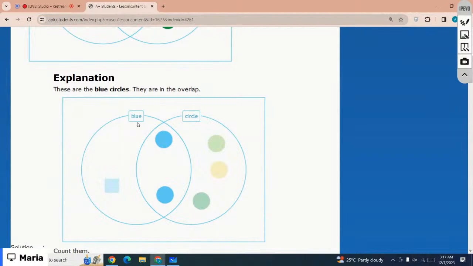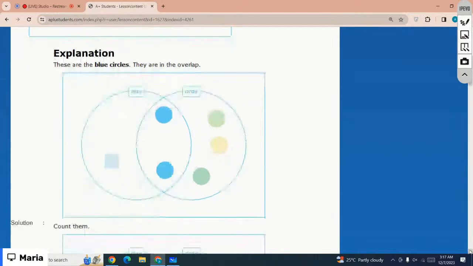Blue circles. This is the blue portion, this is the circle portion, and this portion is the common one, right? Common one means you can find here the shape that is blue also and the one that is circle also, right? So you can see in the common portion you have just two blue circles. That means you have two shapes that are circles and they are blue circles. So that means you have two blue circles, right?